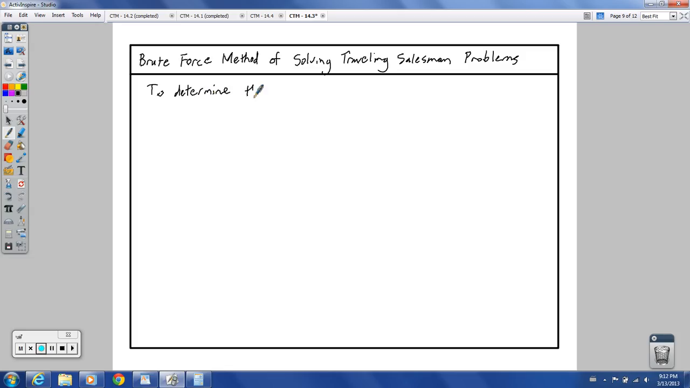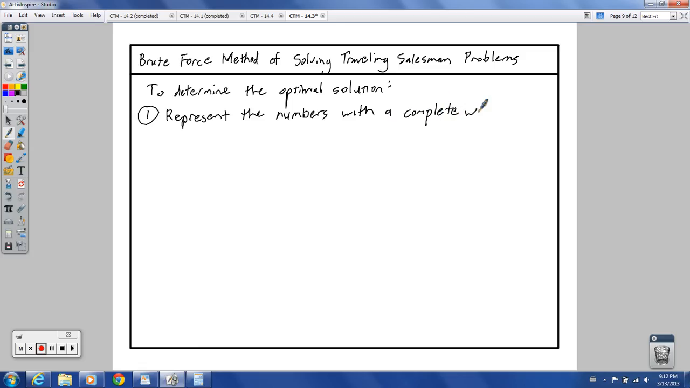To determine the optimal solution, step 1, you're going to represent the numbers with a complete weighted graph. That's step 1. Step 2, brute force here. We're going to list all the possible Hamilton circuits.